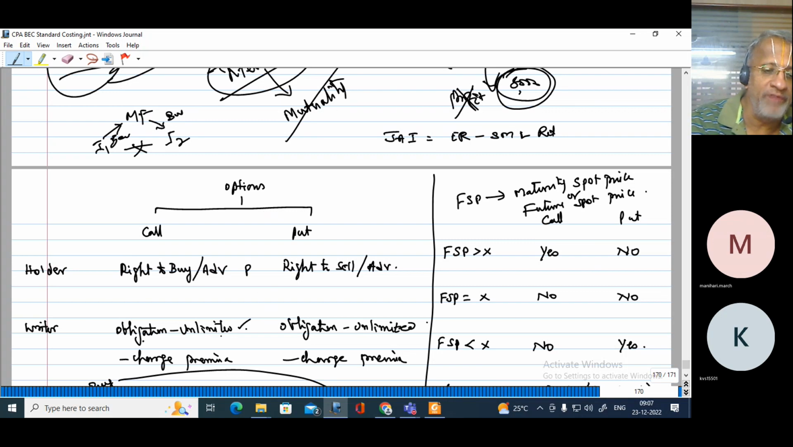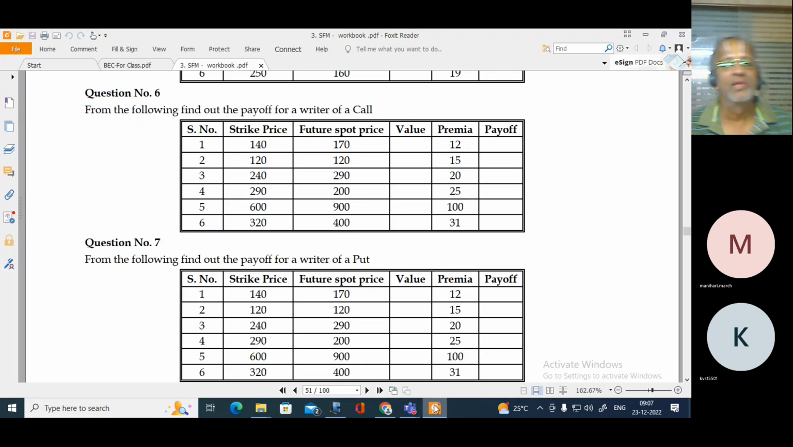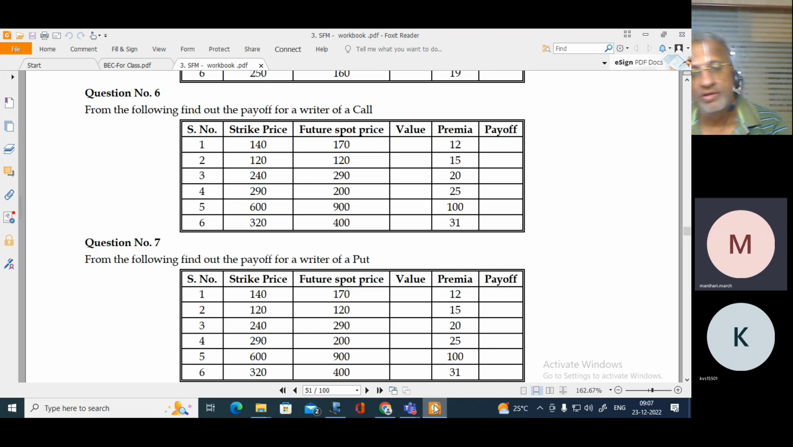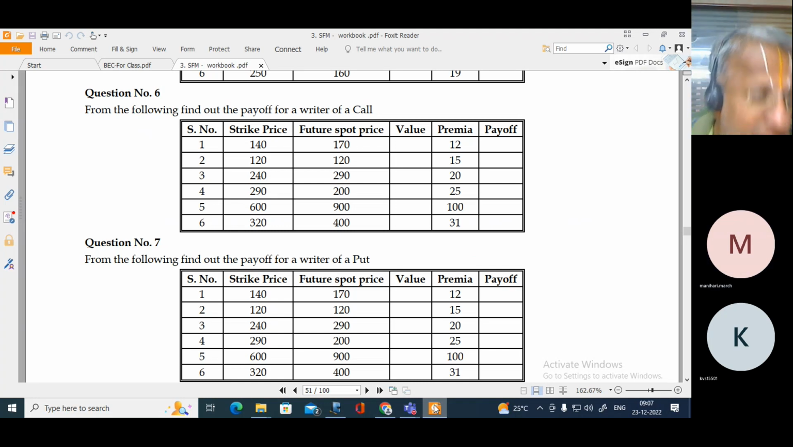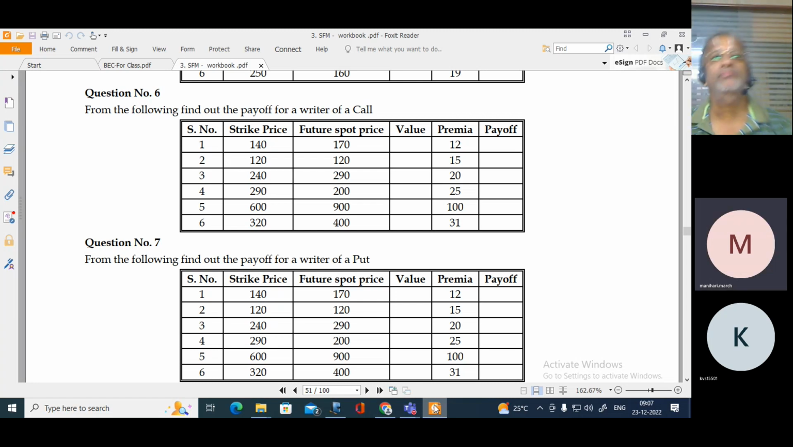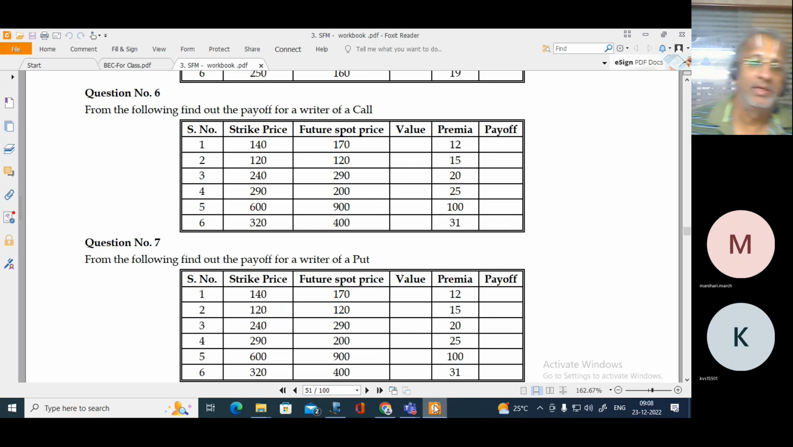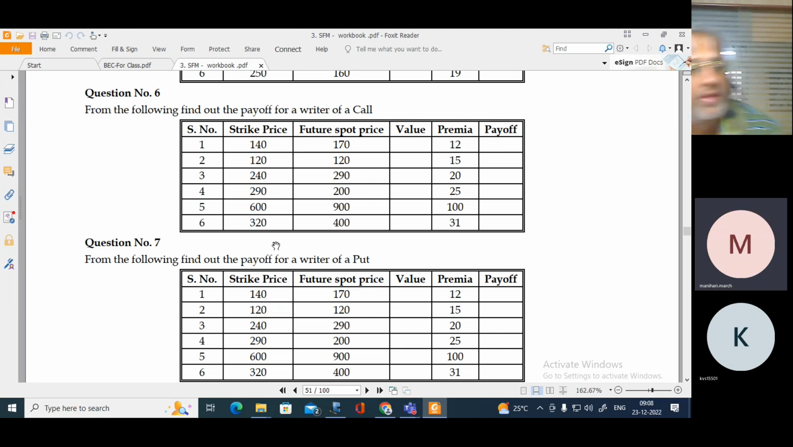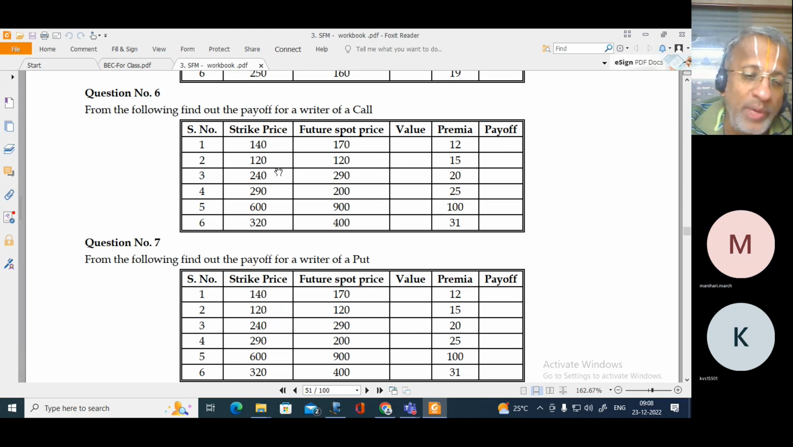So when it is a profit for the holder, this is going to be a loss for the writer. The premium here is not an expenditure, it is an income. So minus 30 plus 12 is equal to minus 18. Now, 120: the holder will not exercise, so the value of the call is going to be 0. Plus 0 and minus 0 have the same value, so 0 is 0.